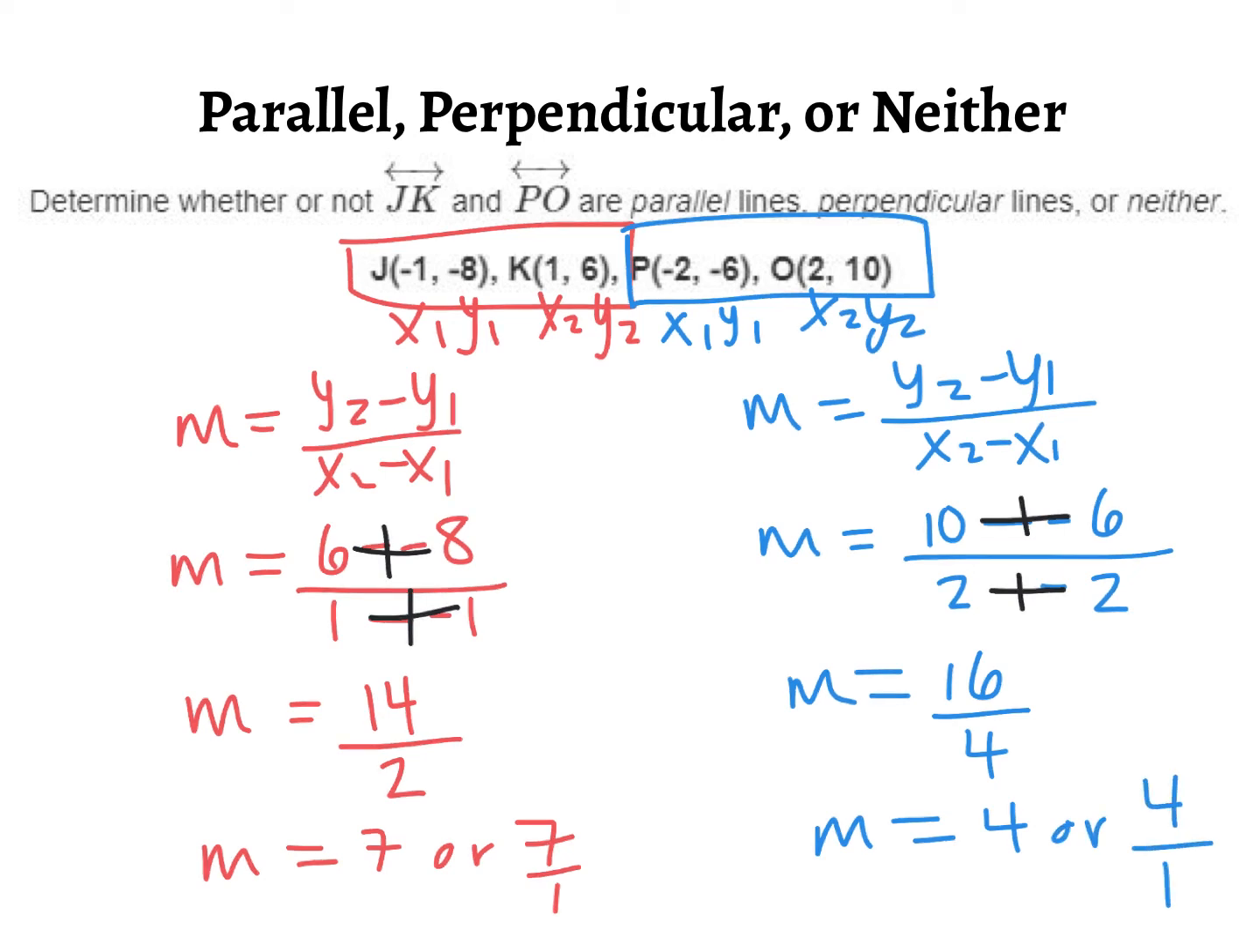Now it comes time to compare them. Are these slopes the same, or are they negative reciprocals? In fact, they're neither. These two slopes are not flip and change the sign, and they're not the same. So these lines, they just intersect. They're not parallel nor perpendicular. So we say they're neither.